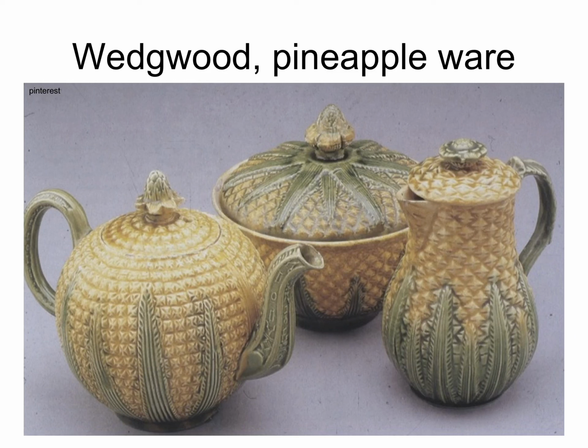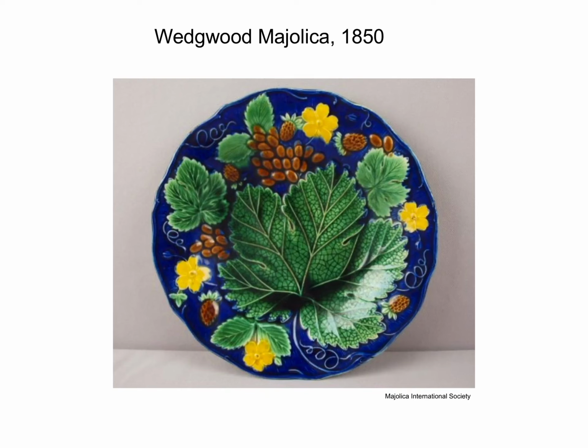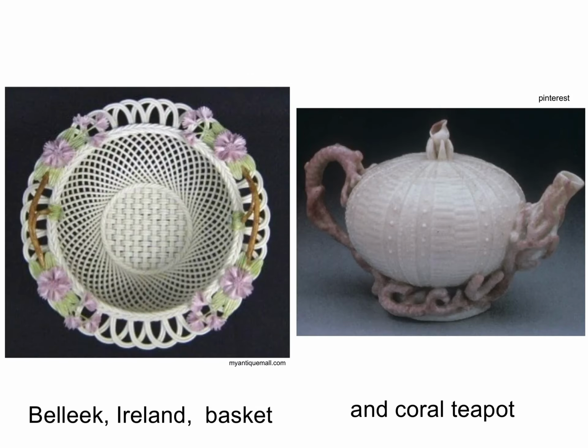The same thing here with this pineapple ware by Josiah Wedgwood. More Wedgwood ware, the wonderful cauliflower tureen with stand. So it's inspired by cauliflower at the level of form, at the level of texture and color and so on, but it's been translated into a profoundly ceramic object. So that creates a disjunction that is quite efficient. This is an example of Wedgwood Maiolica from the 1850s. And again, there is more on all those objects in the reading I'm assigning you this week.